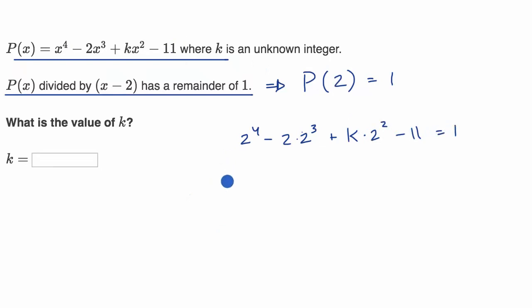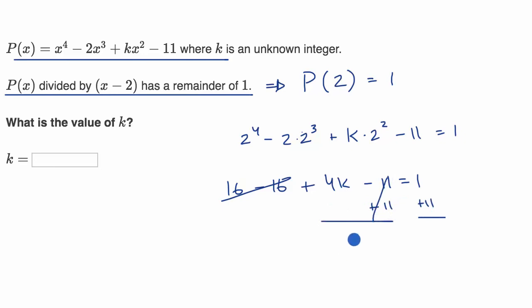2 to the 4th is 16, and then 2 times 2 to the 3rd, that's 2 to the 4th again, so it's minus 16, plus 4k minus 11 is equal to 1. These cancel out. And let's see, we can add 11 to both sides of this equation, and we get 4k is equal to 12. Divide both sides by 4, and we get k is equal to 3. And we're done. Let's do another example. In fact, let's do 2 more because we're having so much fun.